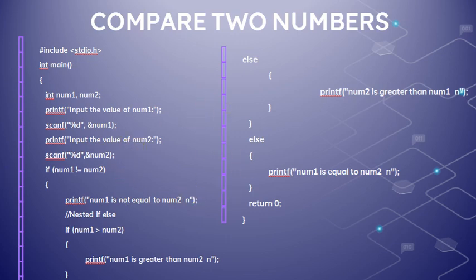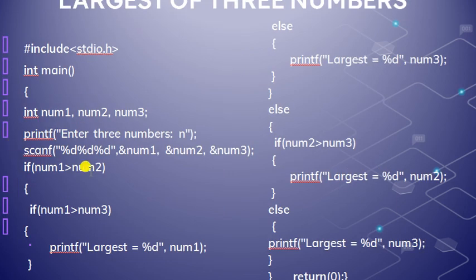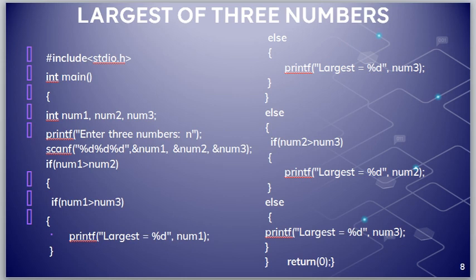Okay, then what will be the next example? We can see another example, to find the largest of three numbers. In order to find the largest of three numbers, we first have to input three numbers, num1, num2, num3. So here we are entering three numbers. We can include all of this in one scanf function like this, percentage d, percentage d, percentage d for three numbers, and give ampersand num1, comma, ampersand num2, comma, ampersand num3.